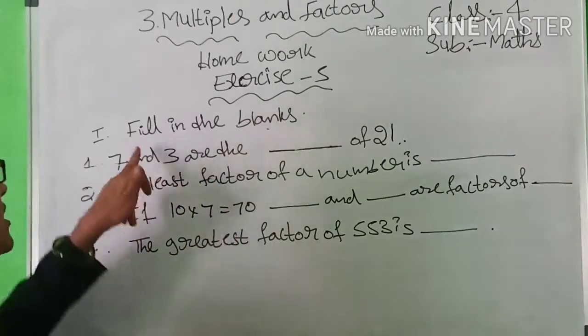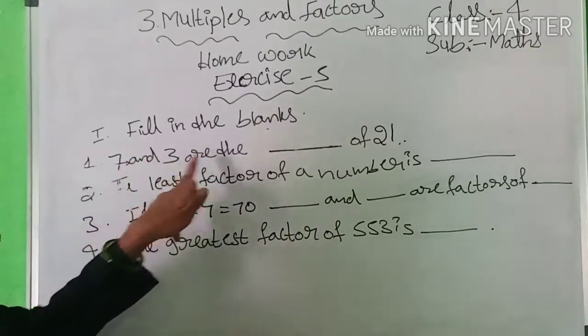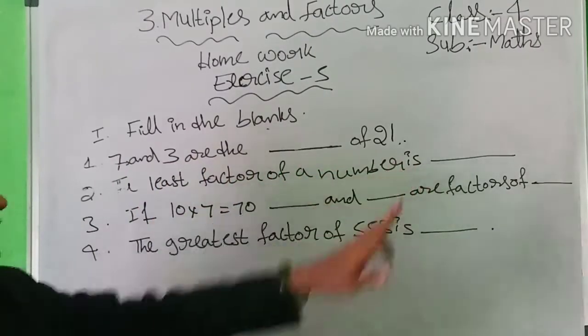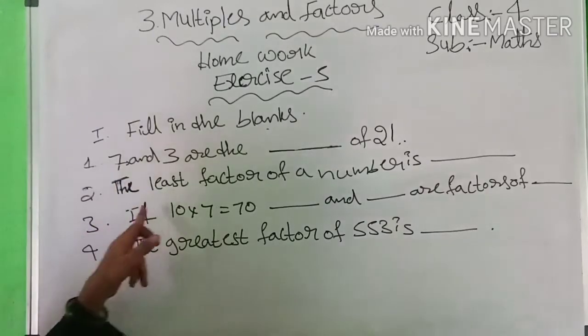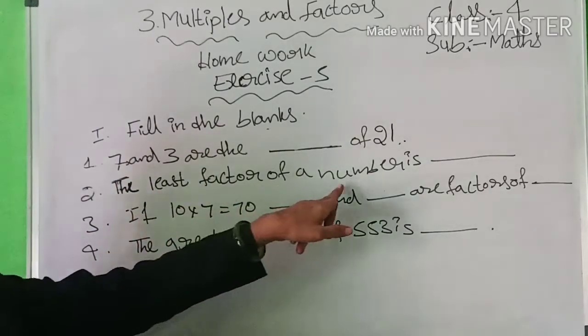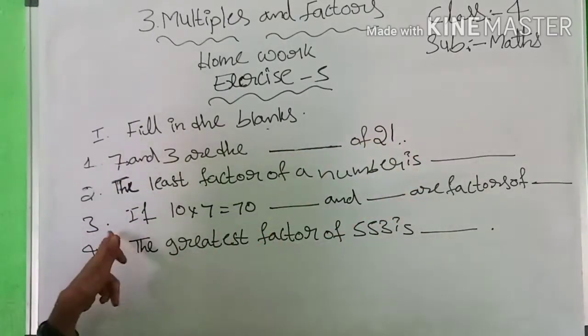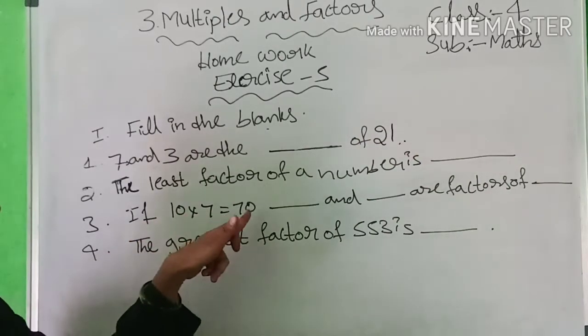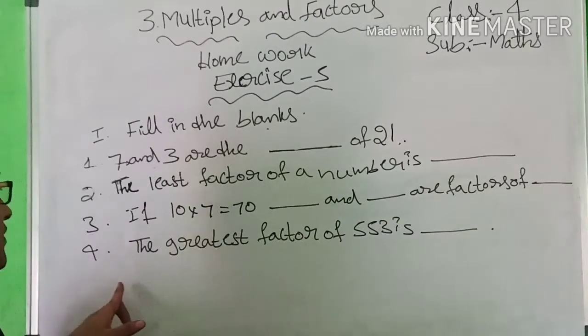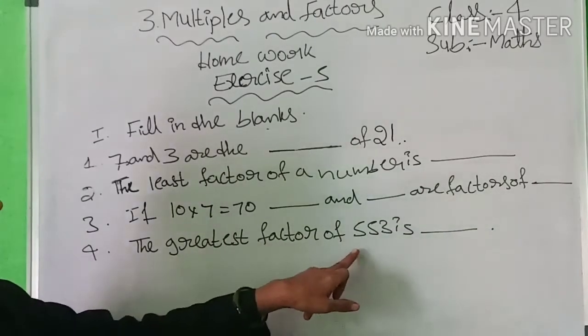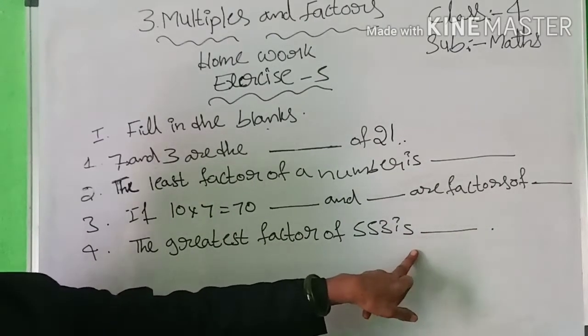Okay, children. Now, fill in the blank. 7 and 3 are the dash of 21. Okay, children. Next, the least factor of a number is dash. Third one, if 10 times 7 is equal to 70, dash and dash are factors of dash. Next, fourth one, the greatest factor of 553 is dash.